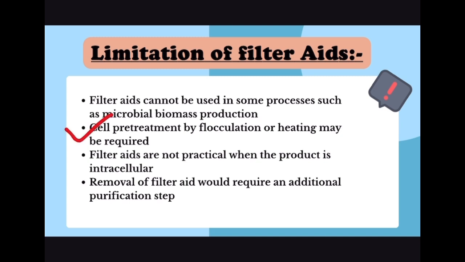And the second one is that cell pre-treatment by flocculation or heating may be required. In some cases, the cells present in the broth are too small or too fine to be filtered efficiently. Therefore, pre-treatment methods such as flocculation or mild heating are used to make the cells clump together, forming large particles. This pre-treatment improves filtration efficiency but also adds extra steps to the process.